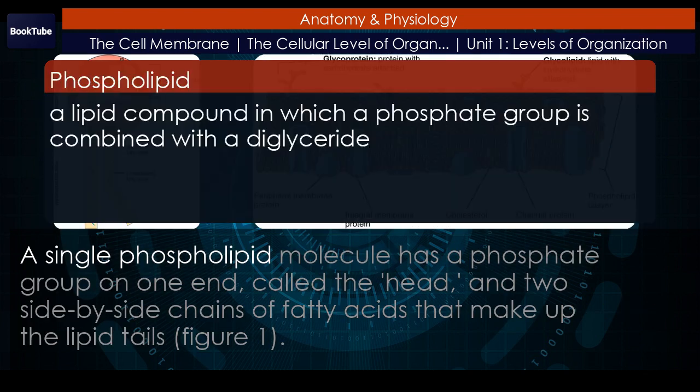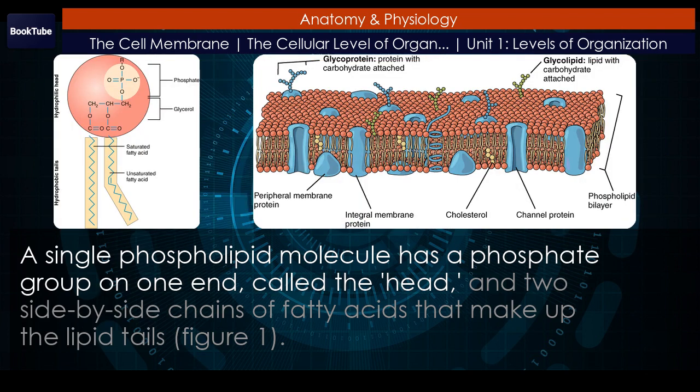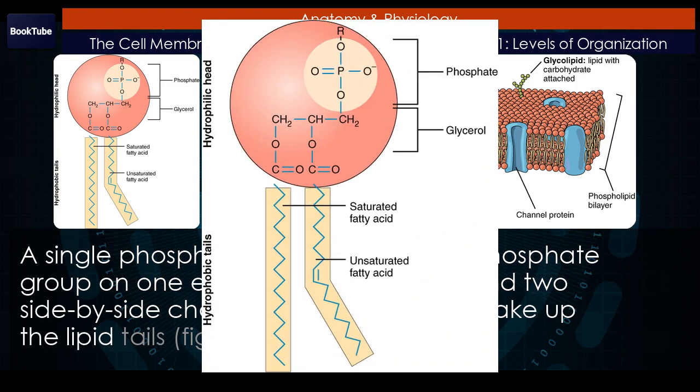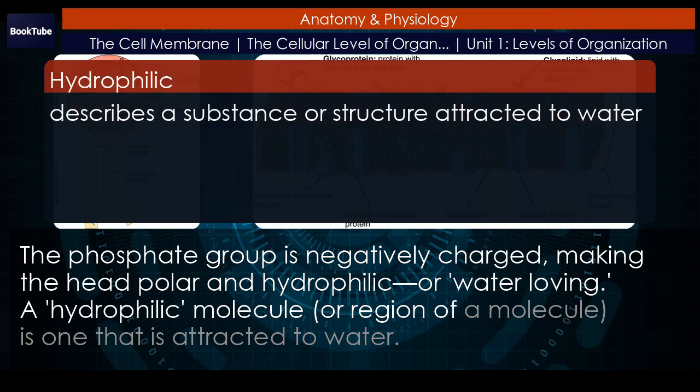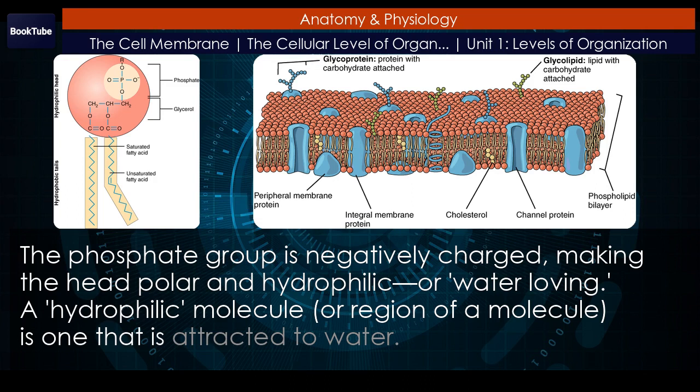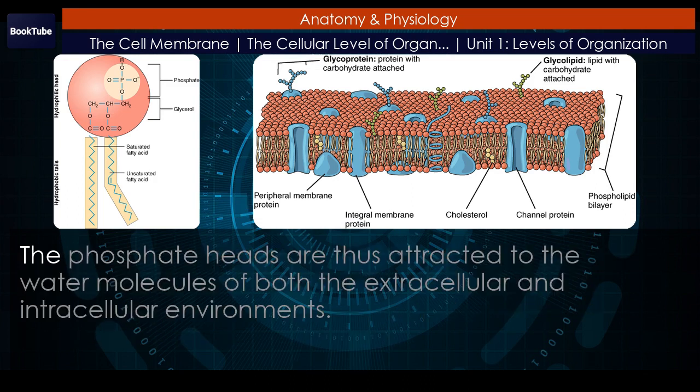A single phospholipid molecule has a phosphate group on one end, called the head, and two side-by-side chains of fatty acids that make up the lipid tails. Figure 1. The phosphate group is negatively charged, making the head polar and hydrophilic, or water-loving. A hydrophilic molecule, or region of a molecule, is one that is attracted to water. The phosphate heads are thus attracted to the water molecules of both the extracellular and intracellular environments.